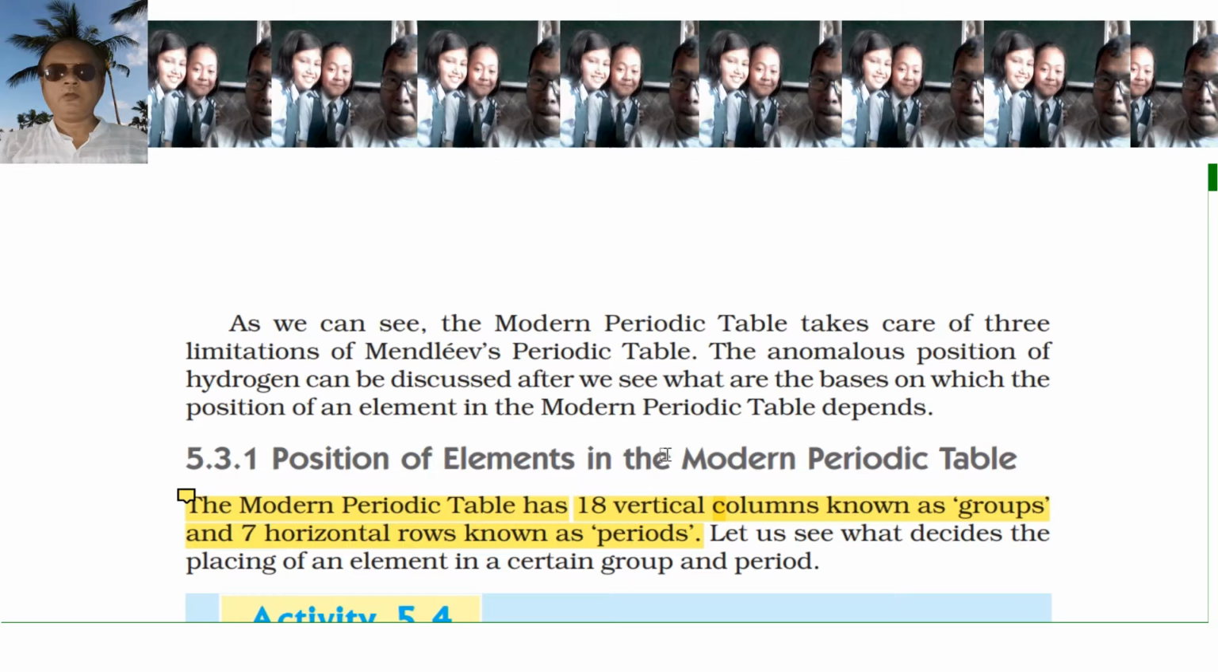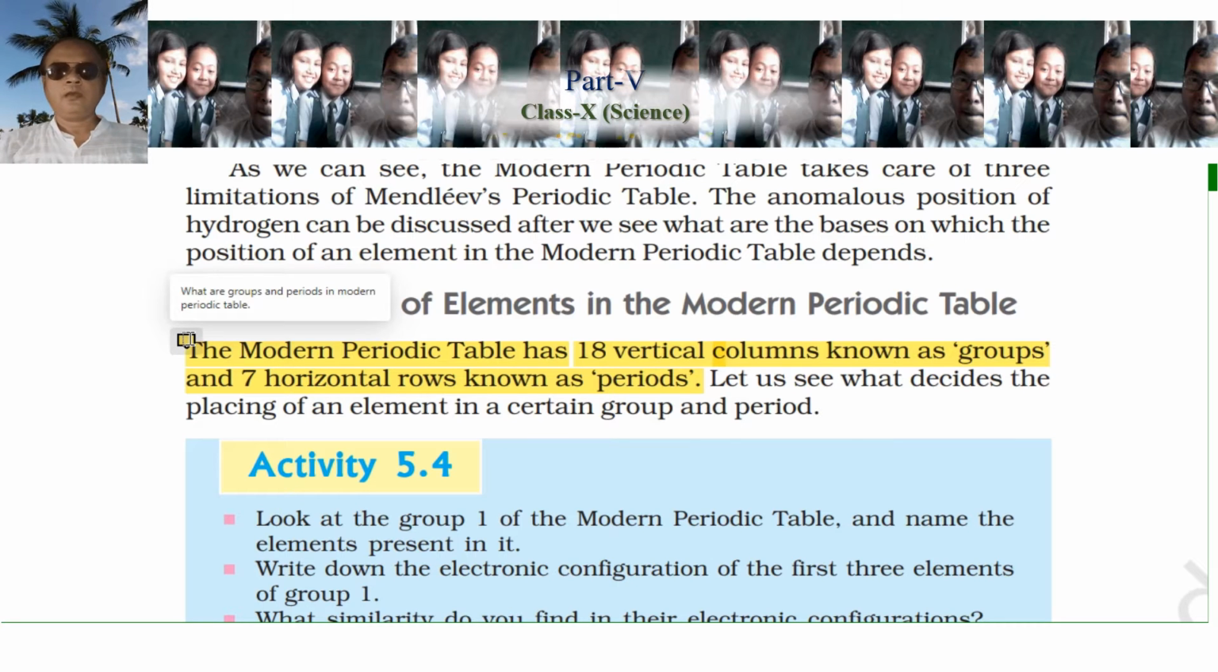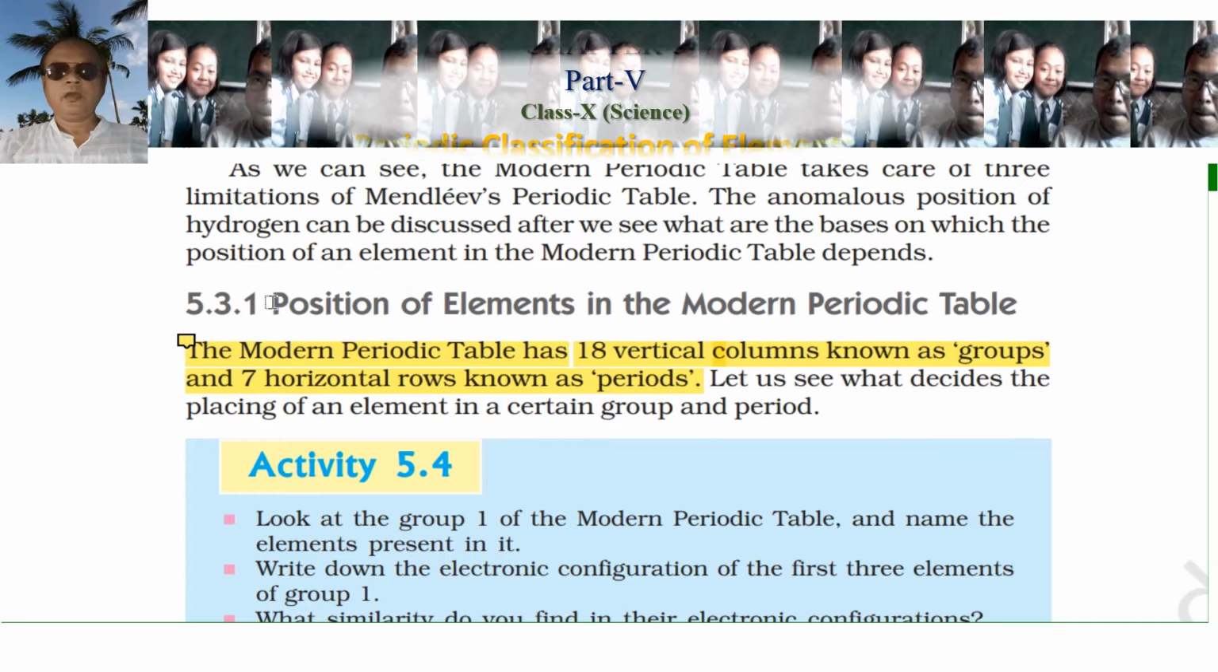Position of an element in the modern periodic table. We'll find out the position of an element in the modern periodic table. The modern periodic table has 18 vertical columns known as groups and 7 horizontal rows known as periods. So the question is: what are groups and periods in the modern periodic table?